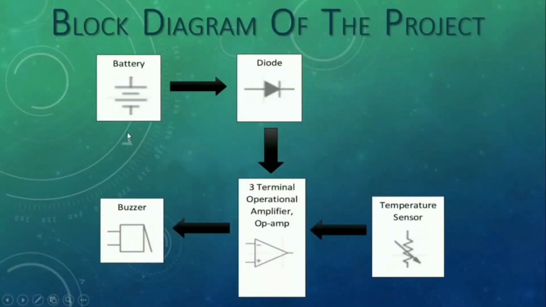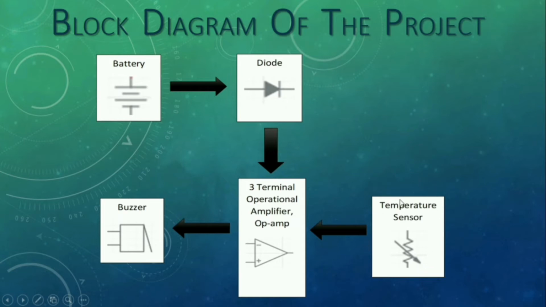Okay, next I will present the block diagram of the project, the circuit design and the simulation. First, I will show you our block diagram of the project. First, we need a battery as a power supply. Then a diode, because this diode allows current to flow easily in one direction.